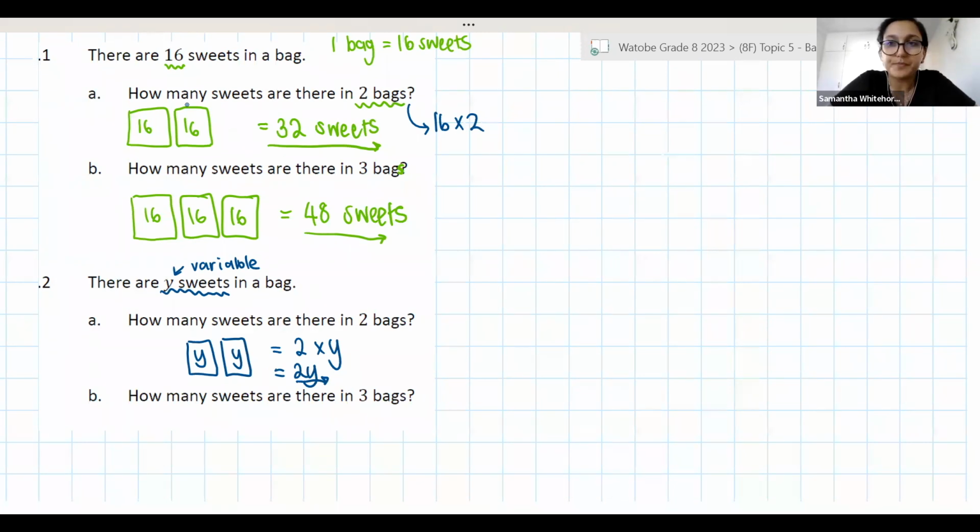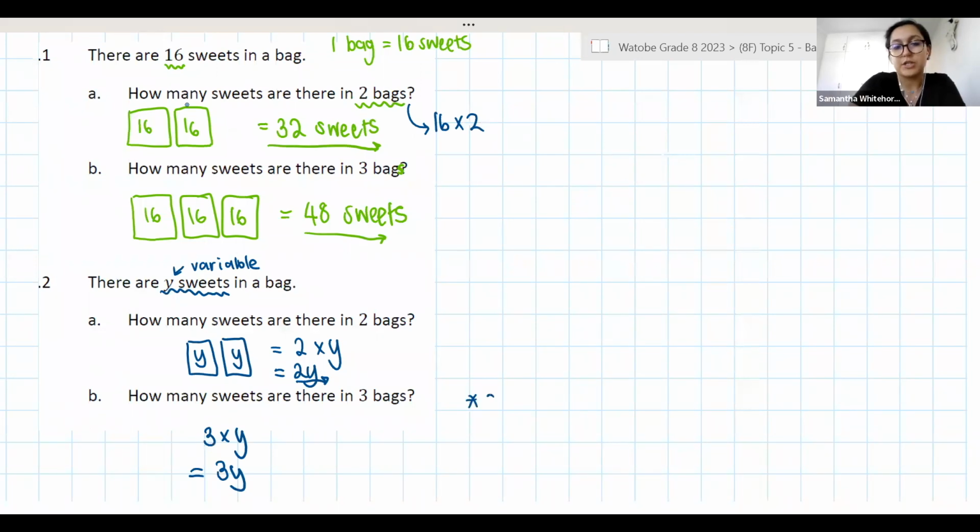So this is now where our algebra comes in. We are writing or creating or working with expressions involving a letter. So I see you guys are doing awesomely there. Can you give me an expression then for how many sweets there are in 3 bags? Remember, I've got y sweets in 1, and I have 3 bags. Excellent, guys. 3 times y, which gives me 3y sweets.